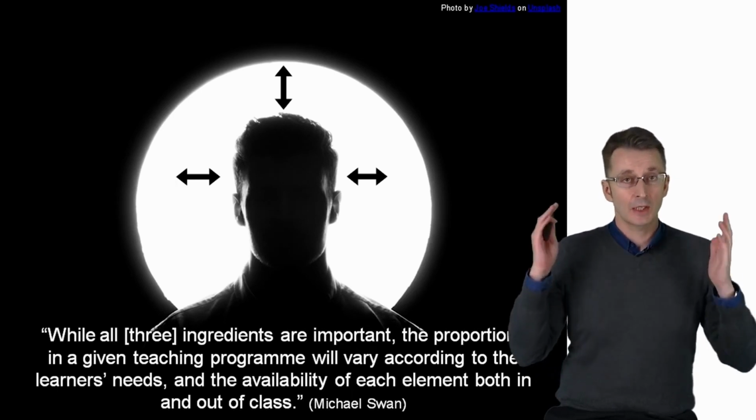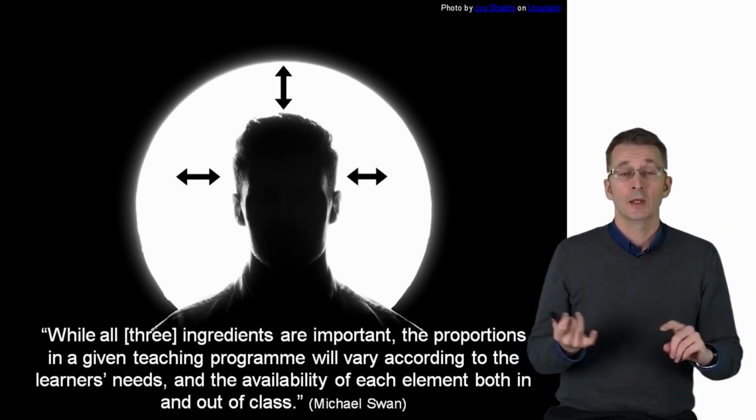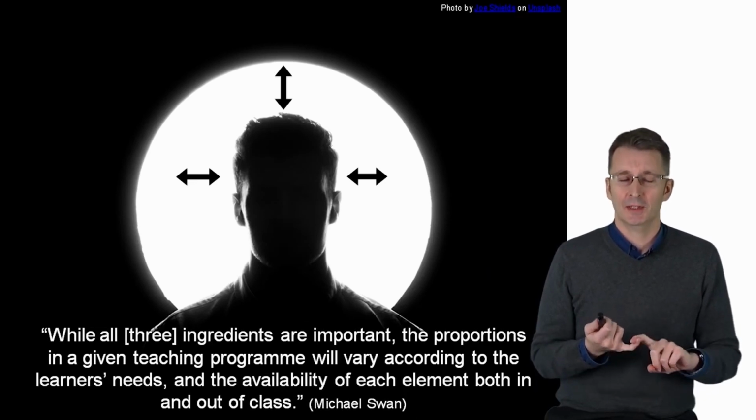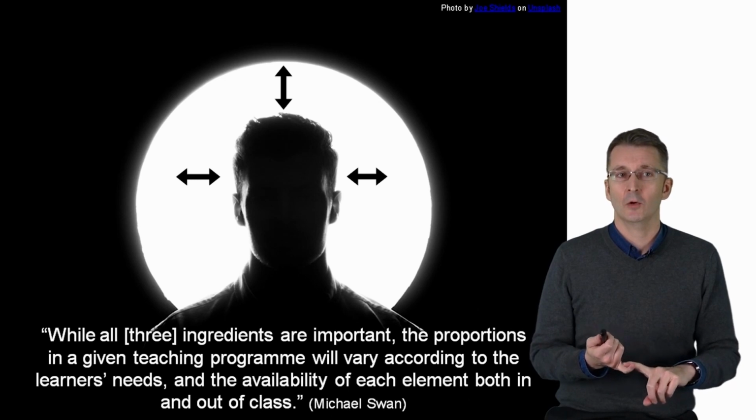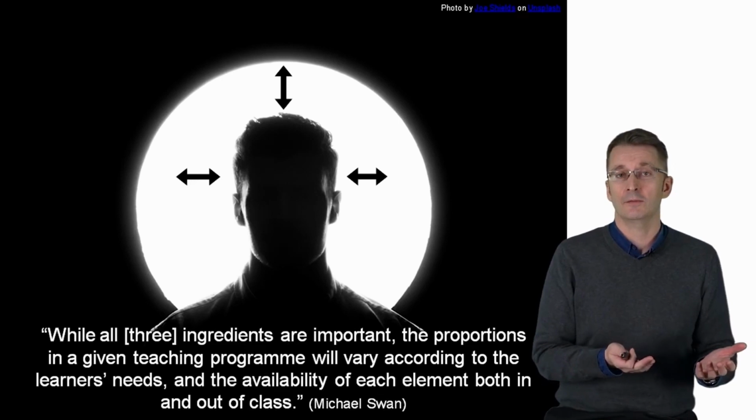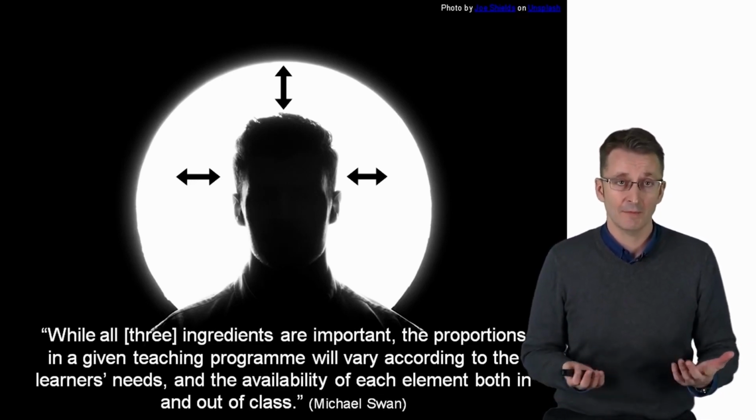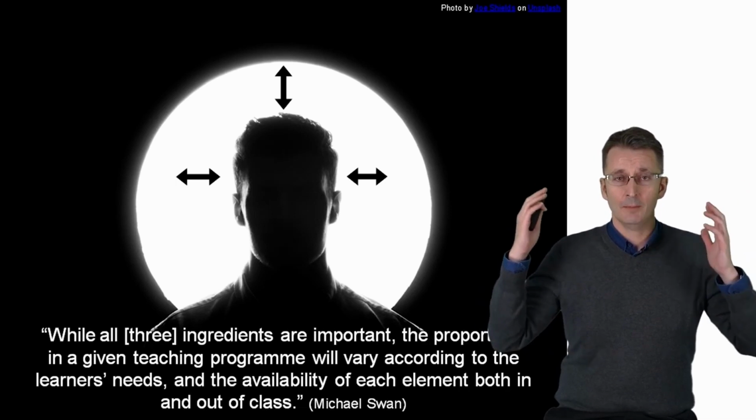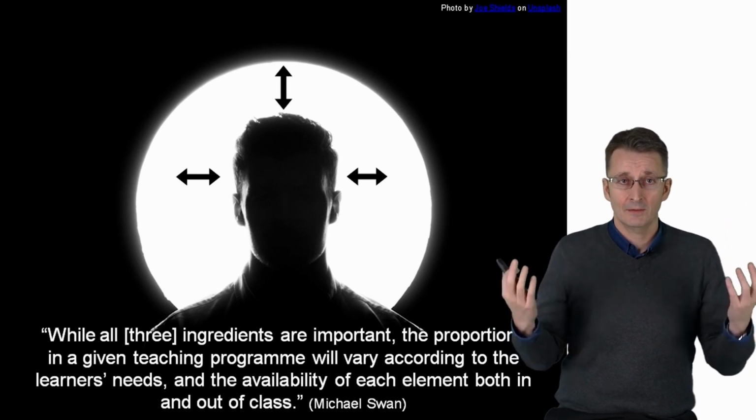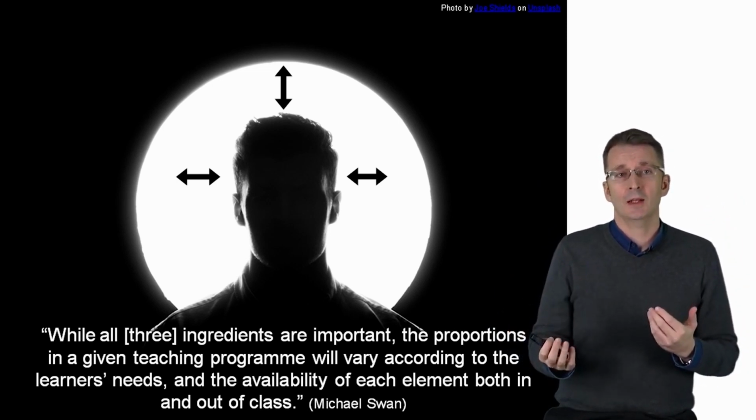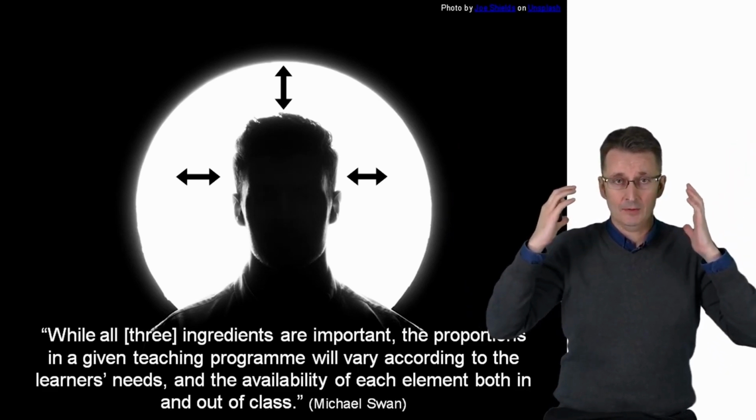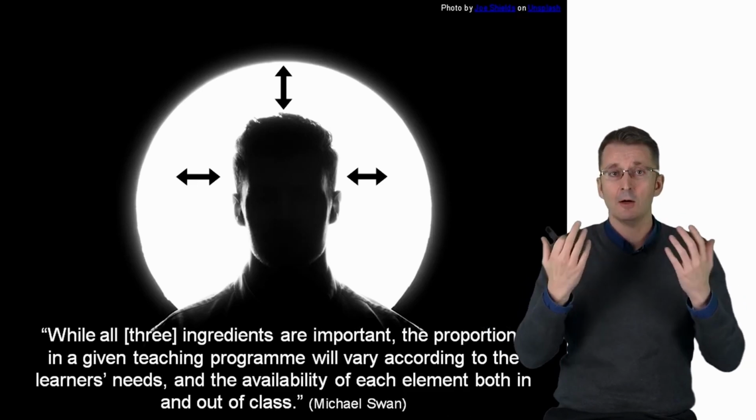So let's think about these three kinds of language input and output. According to Michael Swan, while all three of them are important, the proportions in a given teaching program will vary according to the learner's needs and the availability of each element, both in and out of class. If you think about a native speaker of any language, they've got so much input from the cloud, that extensive input, that's really helpful. And what Michael Swan says is that language learners don't have as much extensive input and they don't have the chance to extensively output.